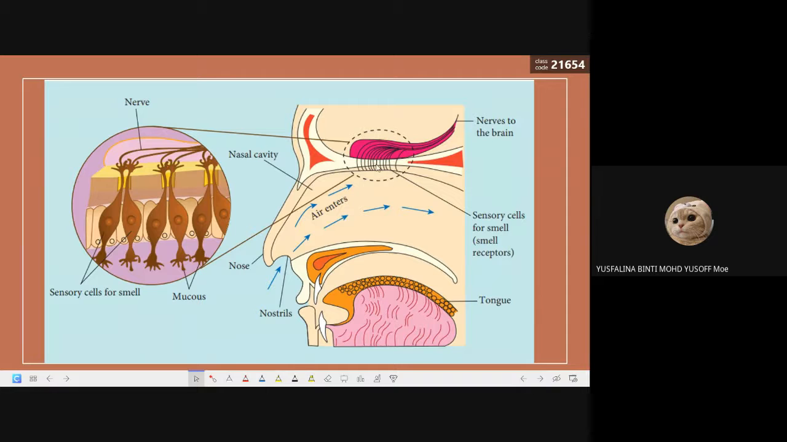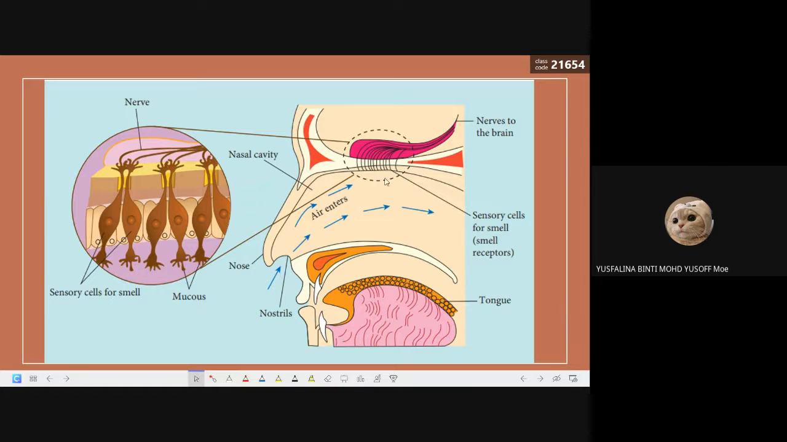The surface inside the nose here is actually moist, and we call it mucus. That's why if you're having a flu, there's too much mucus. If there is too much mucus, your sensory cells cannot detect the chemical substance, which means it will not stimulate the sensory cells to produce the impulse. So this is the part of the nose.